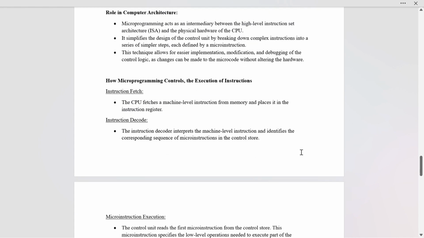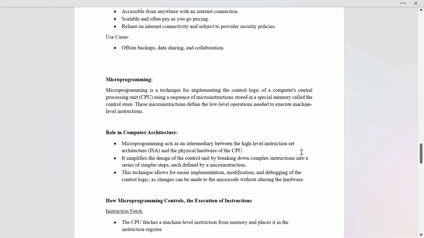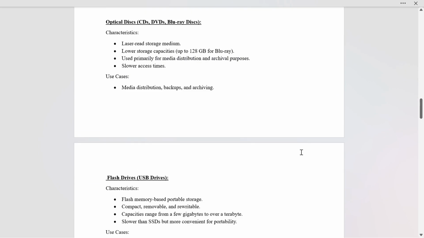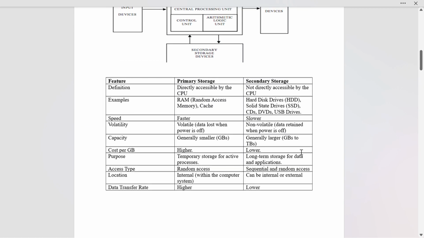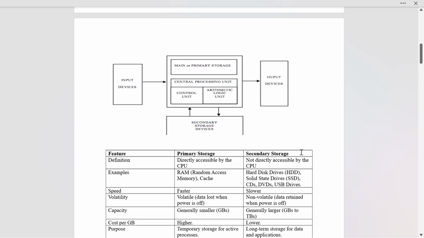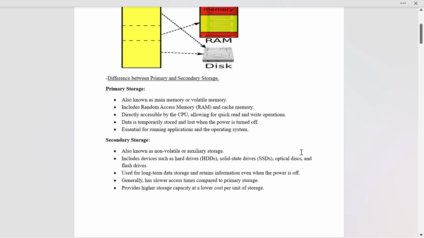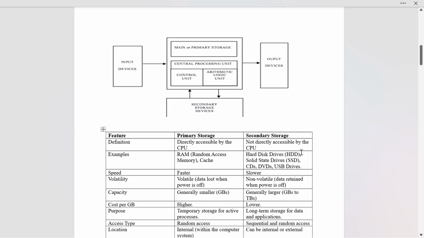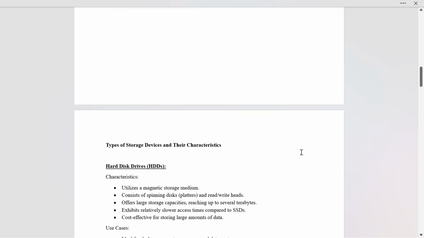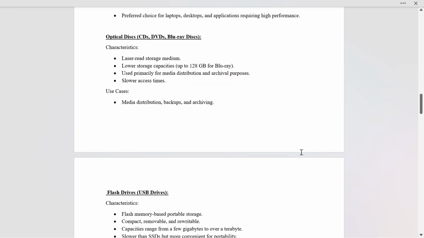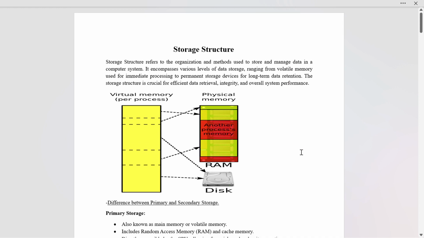So in this video we have gone through a different set of topics, like the storage structures, the difference between primary storage and secondary storage, and the role of primary storage, as well as microprogramming, its various advantages, and its disadvantages.